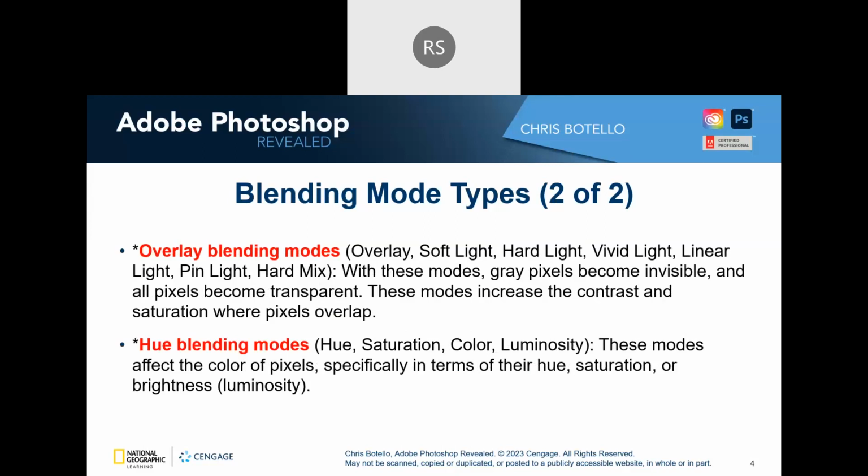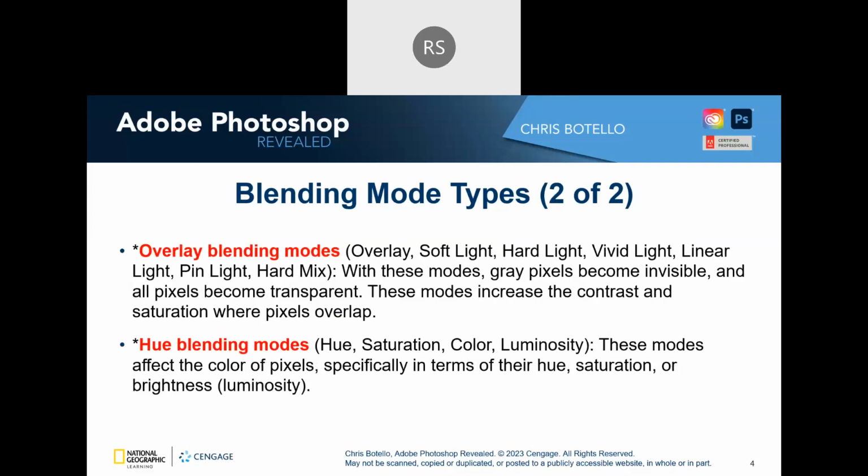The overlay blending modes include overlay, soft light, hard light, vivid light, linear light, pin light, and hard mix. Now with these modes, the gray pixels are going to become invisible, and all pixels become transparent. These modes increase the contrast and saturation where these pixels overlap.